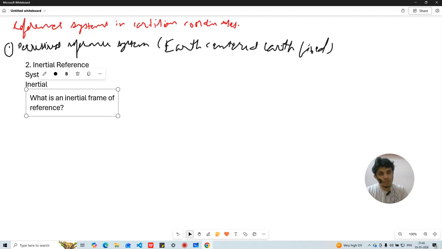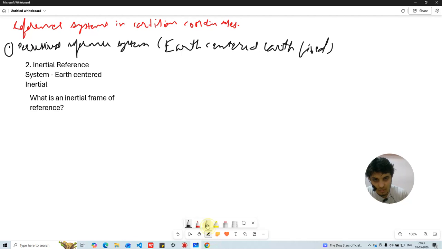The Earth-centered Earth-fixed (ECEF) frame is a 3D coordinate system used to describe position on or near Earth. The origin is at the Earth's center. Let's tackle this together. We draw the Earth, a beautiful Earth. The origin is at the Earth center. Earth-fixed means it rotates along with the Earth, so the origin is rotating along with the Earth.